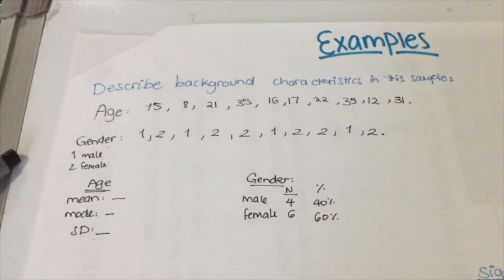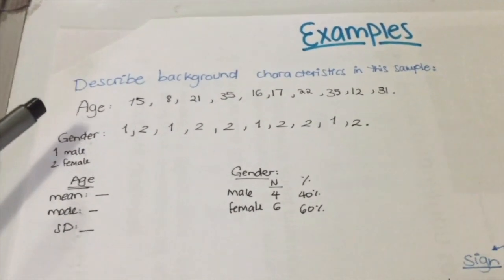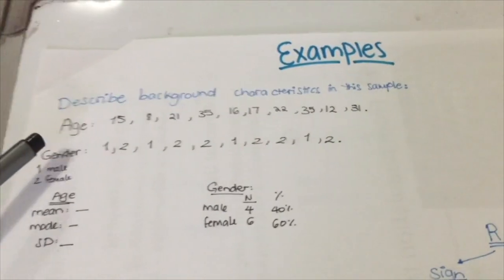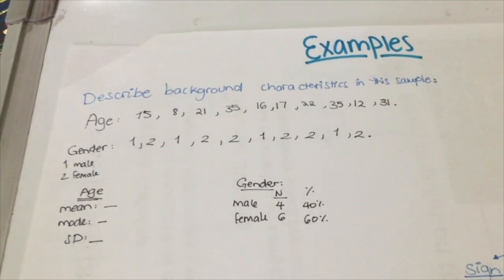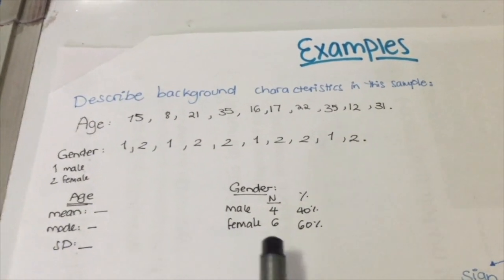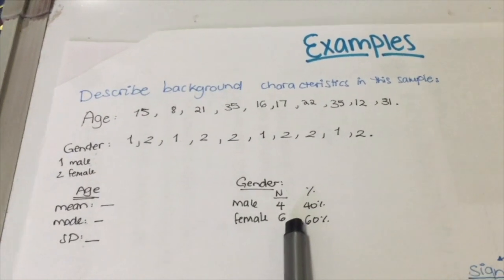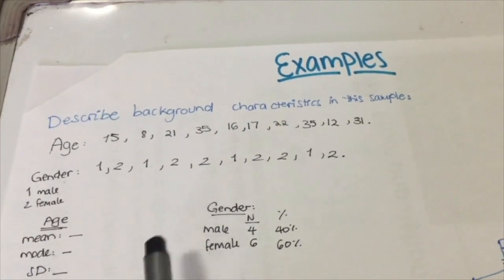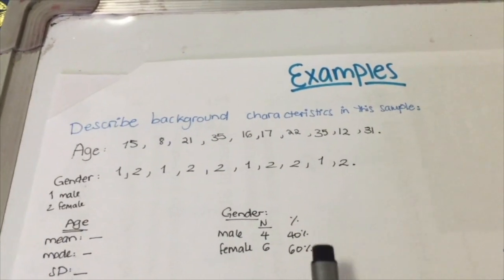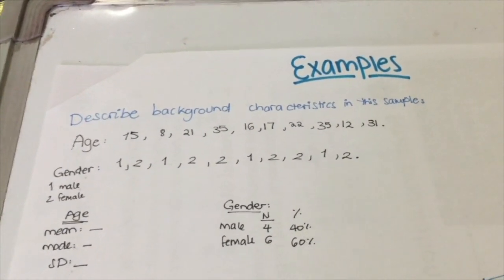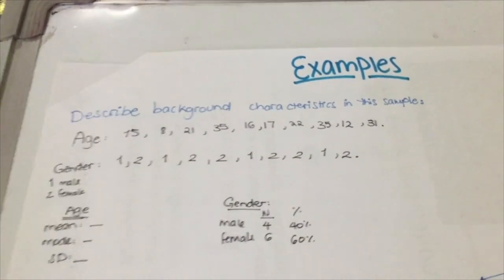So when it comes to gender, however, it's qualitative, and it's nominal, so it has no order. So what we do is basically show the number and percentage and frequency. So when it comes to frequency, we know that there are 4 males and 6 females. And when it comes to percentages, it shows that 40% are male, 60% are female. Or in other words, we can also say that females are more than males. So that is basically what you do.